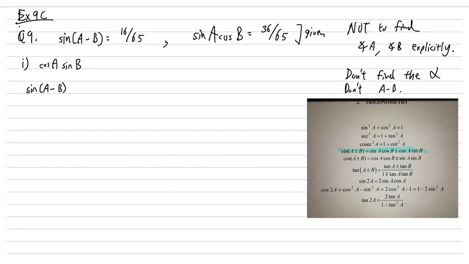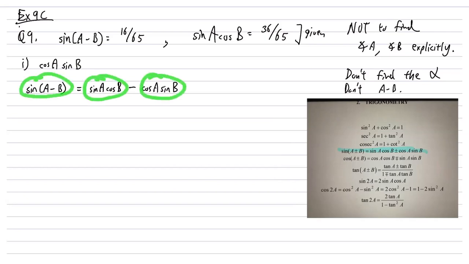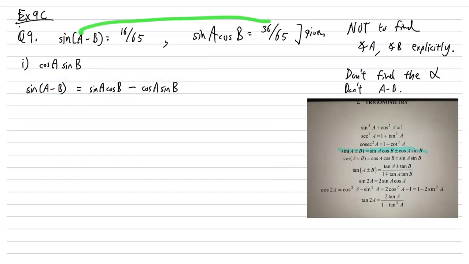Just copy down the formula. Can you tell me what it is? Sine A minus B equals sine A cosine B minus cosine A sine B. Very good. Anything we can substitute? We're given these two. Sine A cosine B is 36 over 65.